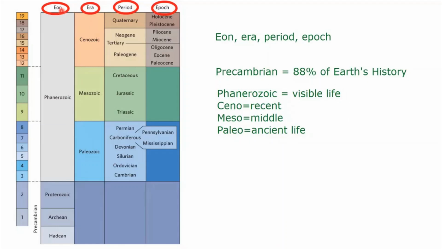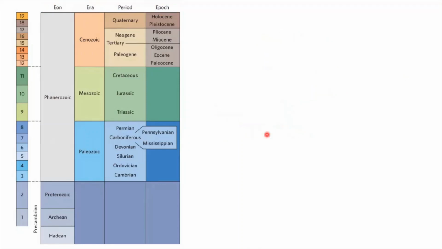So our eon is our greatest subdivision of time. Then there's era, period, and epoch, or epoch, either one's fine. All right, so when we talk about geologic history next time, we'll focus on the Paleozoic, Mesozoic, and Cenozoic, but we will touch also on the Precambrian, which makes up 88% of the Earth's history.